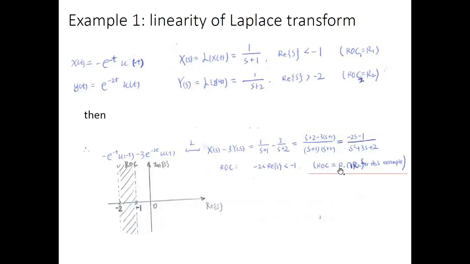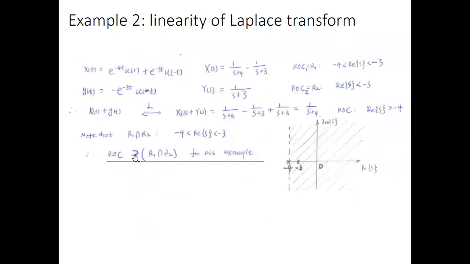So in general, it says the ROC contains R1 intersecting R2, but in this example, it is an exact equality. But is there an example where it strictly contains, which means R1 intersecting R2 is inside the ROC? Yes, this is an example. So X of T, we consider X of T as a signal composed of two terms. And we know from the previous result that for the first term, the Laplace transform is 1 divided by s plus 4, right?